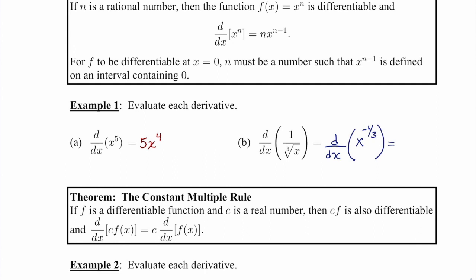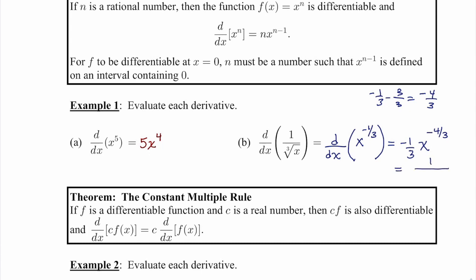So the derivative of x to the negative 1/3 is negative 1/3. I move the exponent down, turn it into the coefficient, and then make my new exponent 1 less. Negative 1/3 minus 1 is minus 3/3. So that's going to give me negative 4/3. So my new exponent is negative 4/3. And it's fine to leave it just like that.